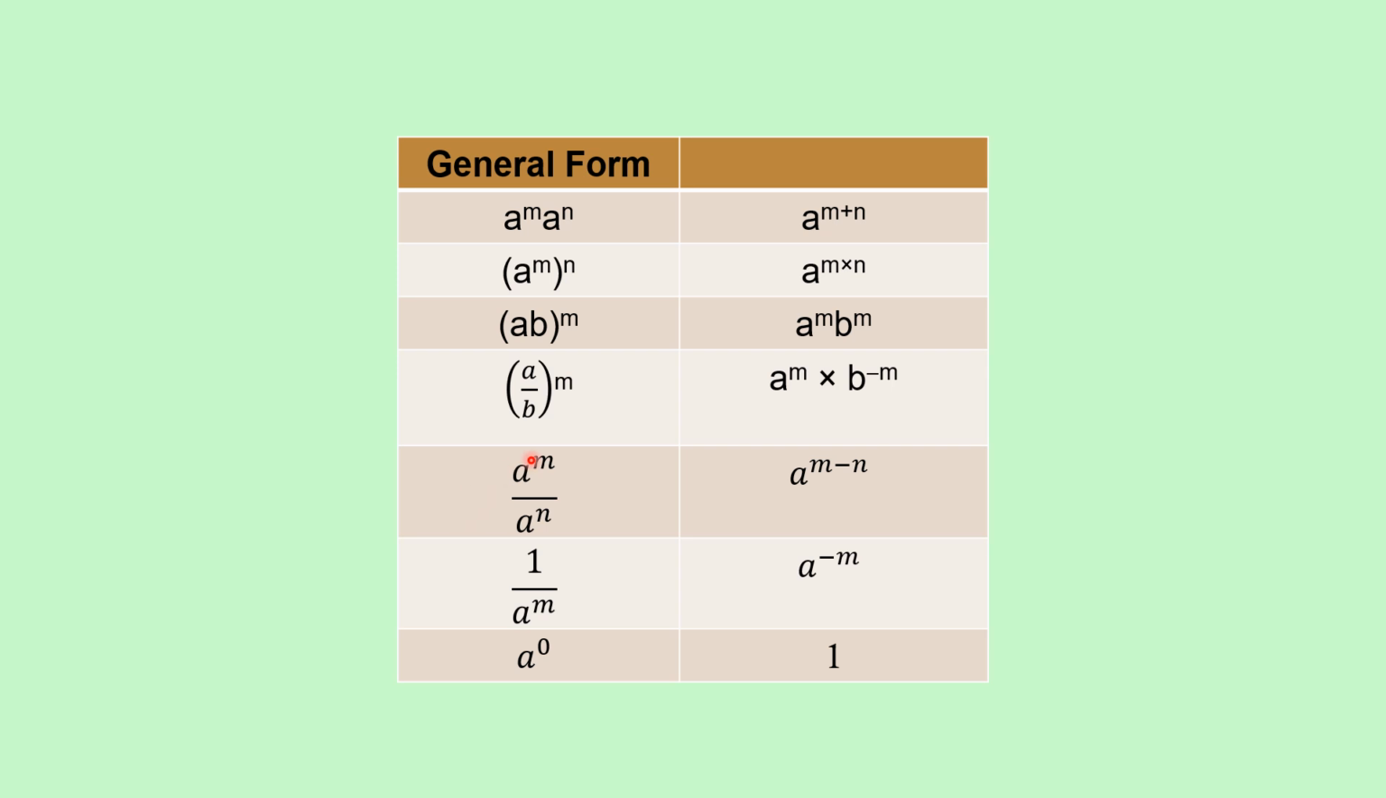Okay, same thing when you have the same base number here, a to the power of m divided by a to the power of n, so it becomes a to the power of m minus n. Okay, so anything to the power of 0 will give you a result equal to 1.